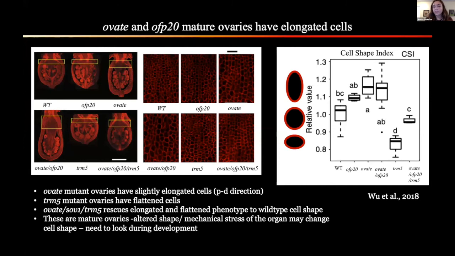Again, TRIM5 does partially rescue that phenotype, and TRIM5 by itself also seems to impact cell shape in the opposite direction, where they're flatter in the mature ovary. But again, these are mature ovaries, and a lot of things change as the ovary develops, and this could be an effect of mechanical stress or other factors. So we needed to look earlier into development to see if that initial change in remaining meristem shape that we see is actually a result of changes in cell elongation.